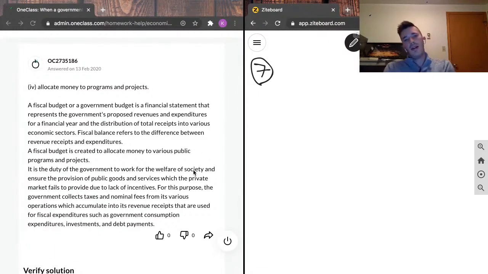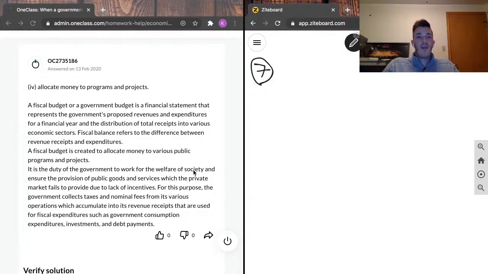What they've got written here is that a fiscal budget or a government budget is a financial statement that represents the government's proposed revenues and expenditures for a financial year and the distribution of total receipts into various economic sectors. Fiscal balance refers to the difference between revenue receipts and expenditures. A fiscal budget is created to allocate money to various public programs and projects.